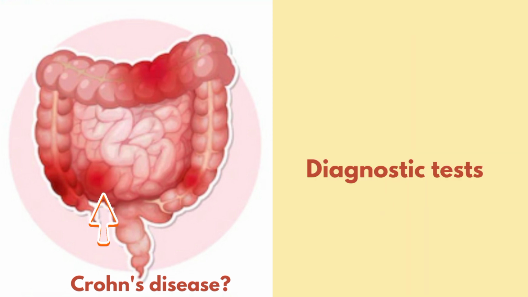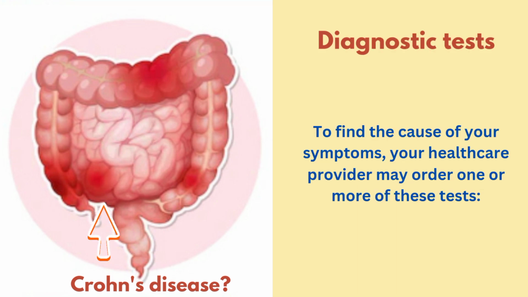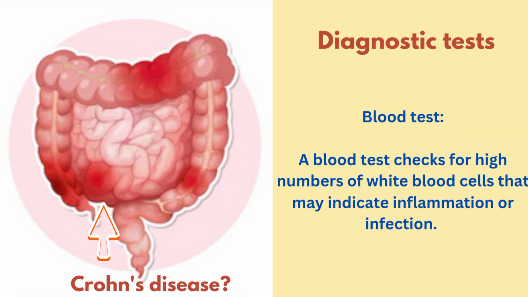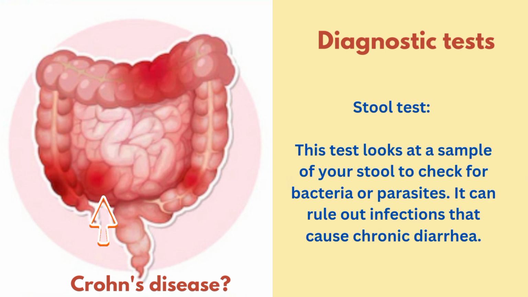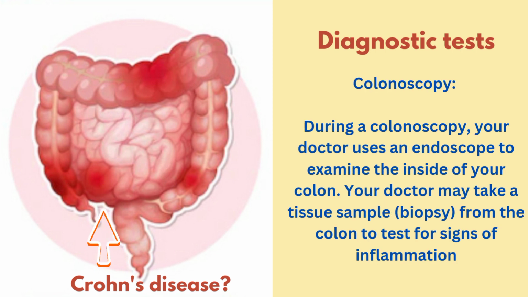Now let us see the diagnostic test available to diagnose this condition. To find the cause of your symptoms, your healthcare provider may order one or more of these tests. The first diagnostic test is the blood test. A blood test checks for a high number of white blood cells that may indicate inflammation or infection. Next test is a stool test. This test looks at a sample of your stool to check for bacteria or parasites. It can rule out infections that cause chronic diarrhea.